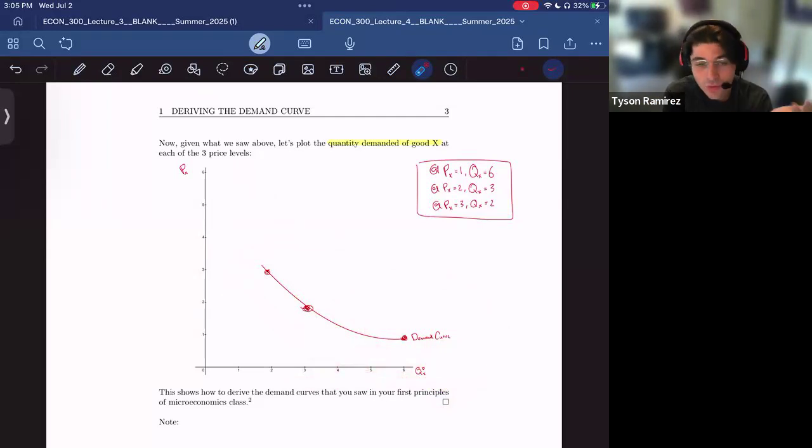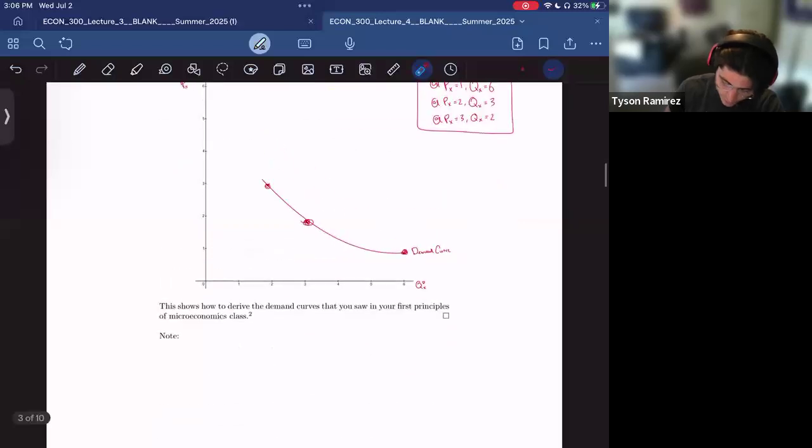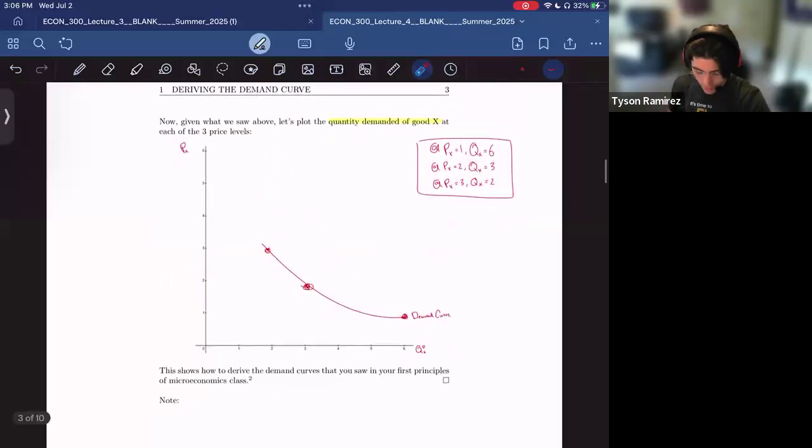It was easy to introduce intuitively, right? That you're going to demand less of something if it's more expensive. But here in Econ 300, now we're seeing that this is the mathematical basis for it. Not only is this intuitive and makes sense, like what we'd expect to see in real life, but we can actually put into a mathematical model how people make their decisions. Things are more expensive, you're not going to buy as much. But if they're pretty cheap, then you'll probably buy a lot. So this shows how to derive the demand curves that you saw in your principles class.